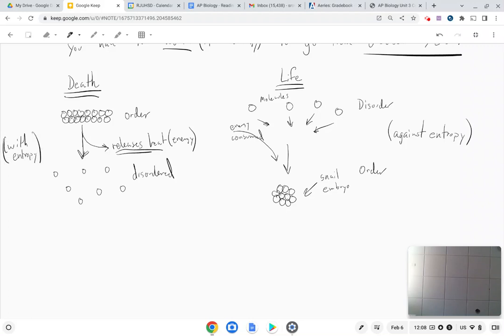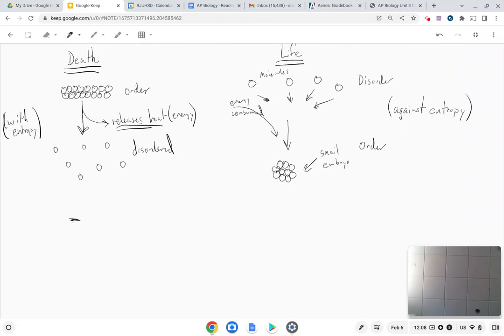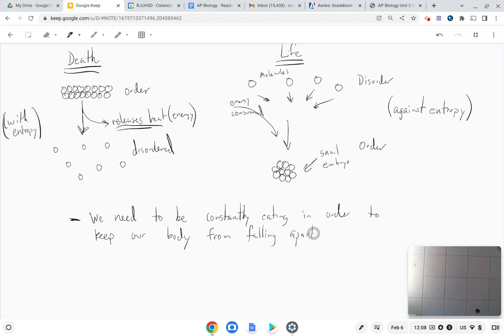So here are a couple of kind of funny ways to summarize this. You could say we need to be constantly eating in order to keep our body from falling apart. Or you could say giving way to entropy would be another way to say it.